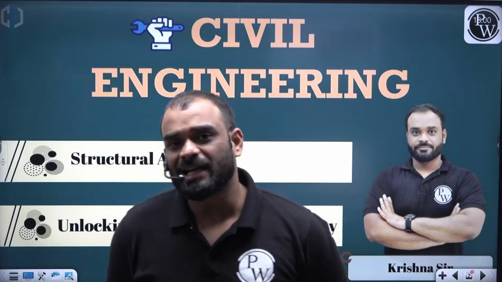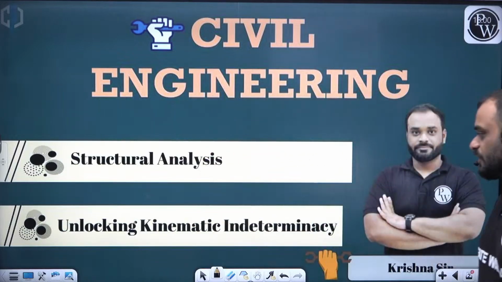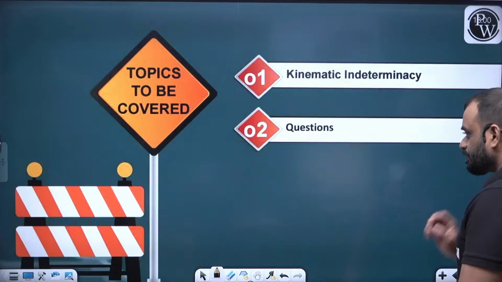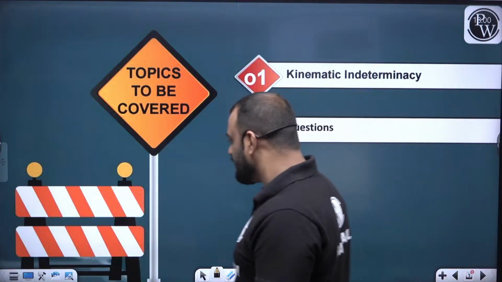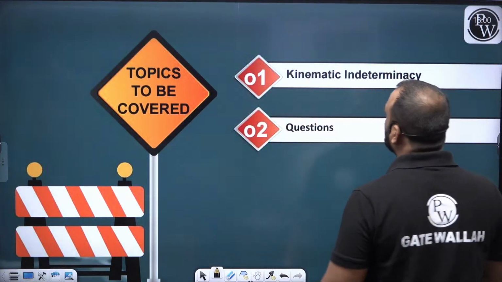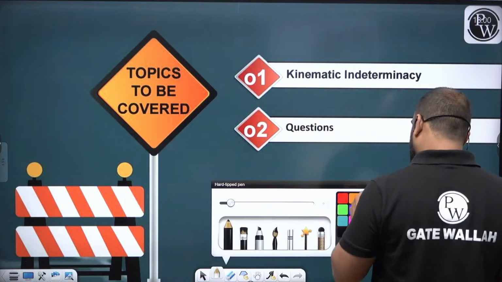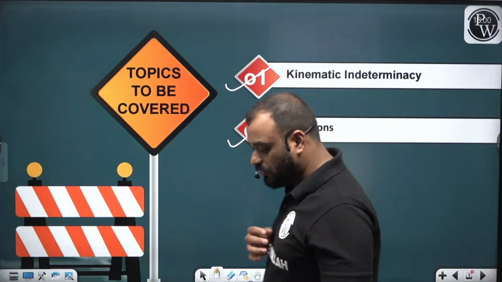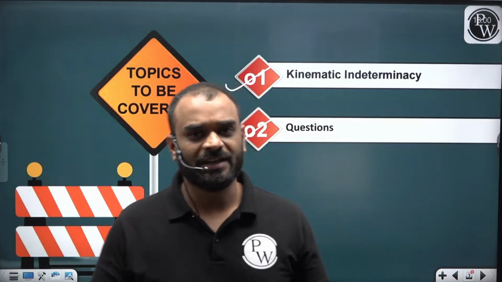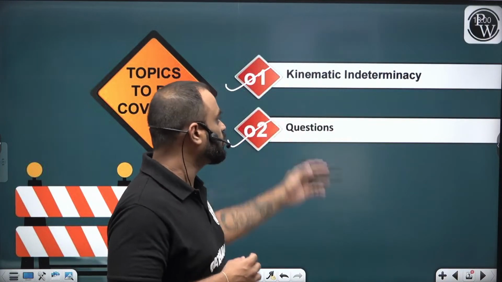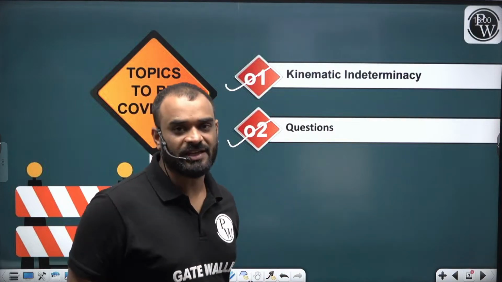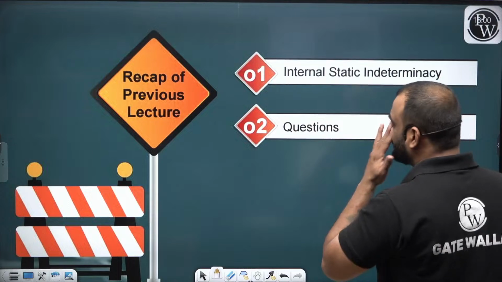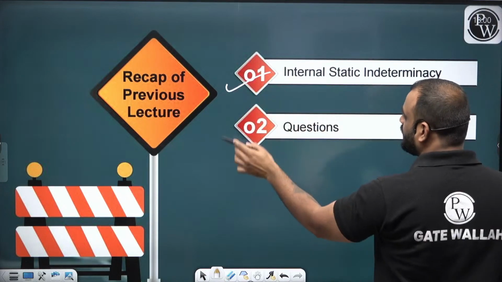So guys, let us start this particular session. I hope you have understood all the concepts which we discussed in the previous classes. In today's session, our major part is to cover the kinematic indeterminacy portion as well as how to calculate the internal static indeterminacy for 3D structures. And the second thing, we will discuss questions related to the kinematic as well as the static portion. And as we discussed, the 2D portion we completed yesterday.